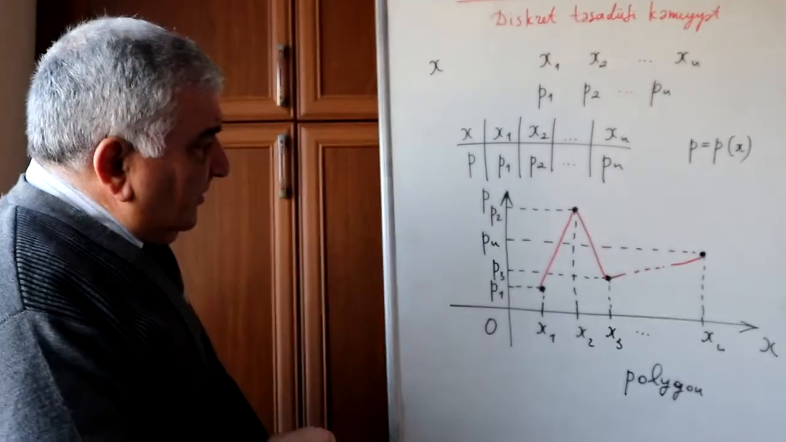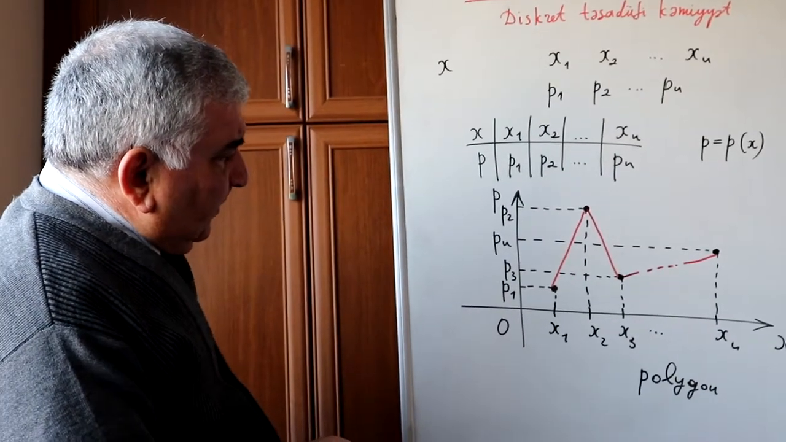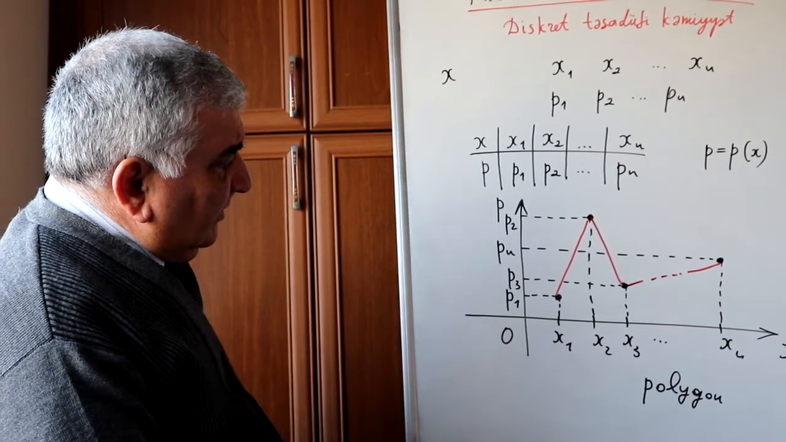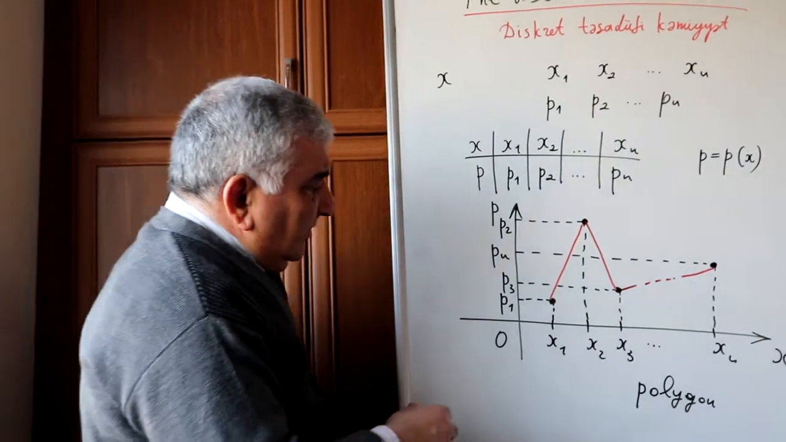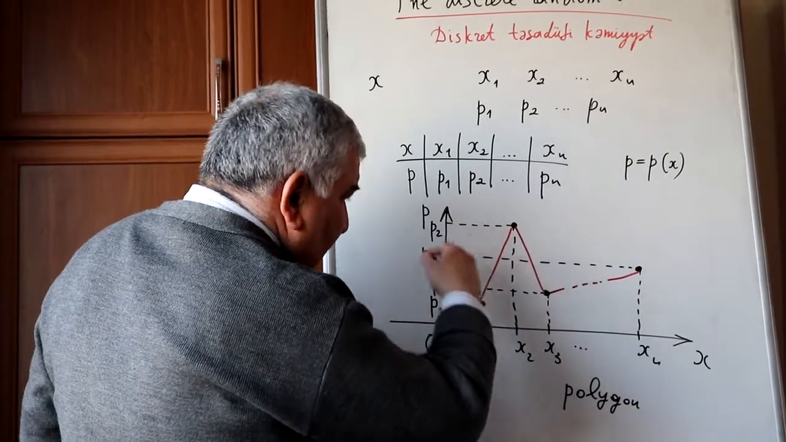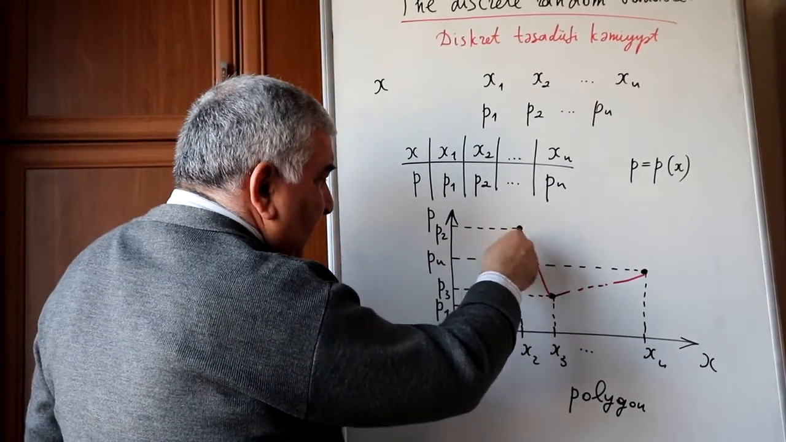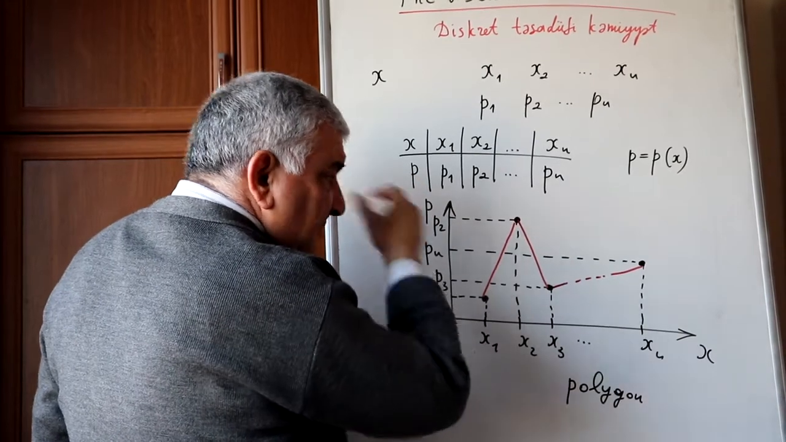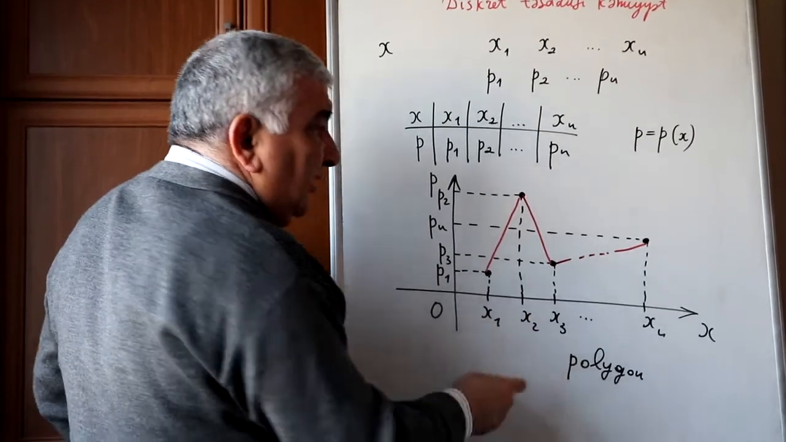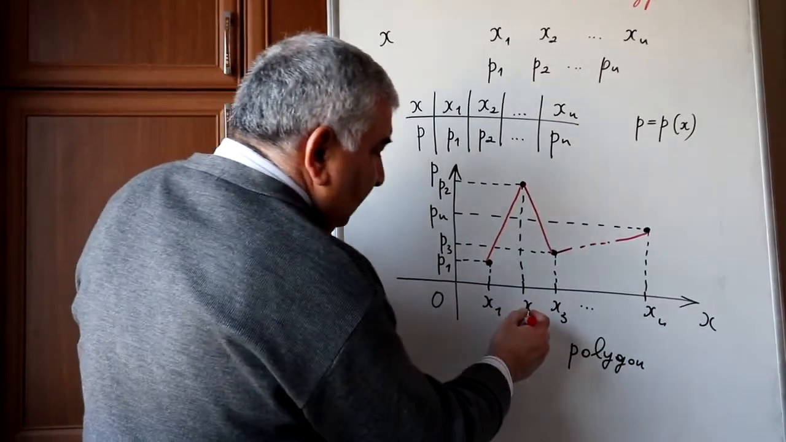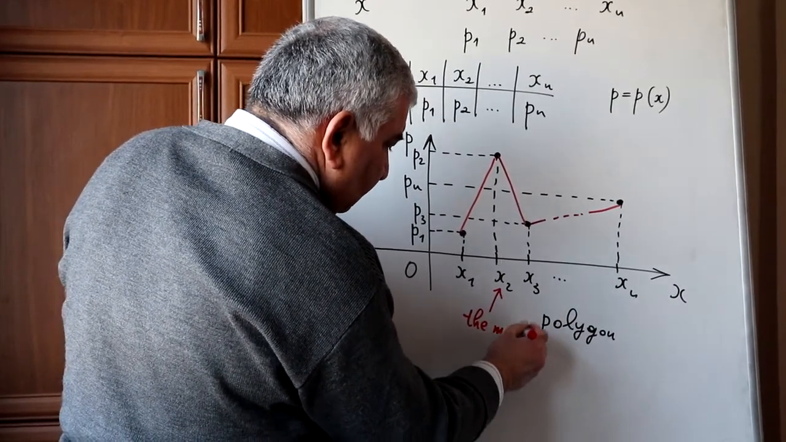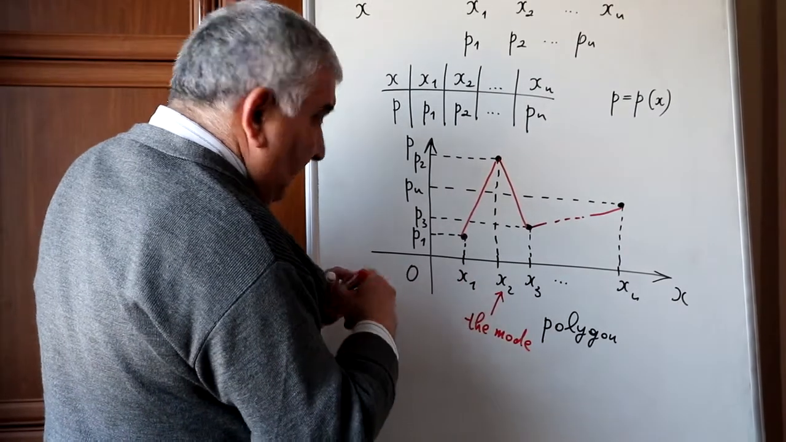And you see also that the maximal value of probability is reached at the point x sub 2. The maximal value of p is p2, and this value p sub 2 is obtained at the point x sub 2. Therefore, this point is named mode. Moda. Azerbaycanca moda.